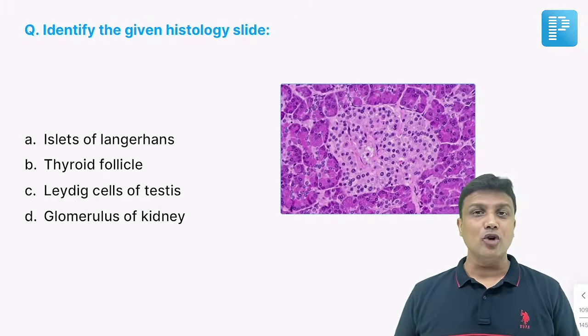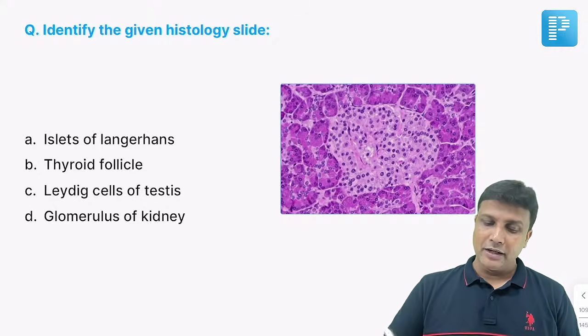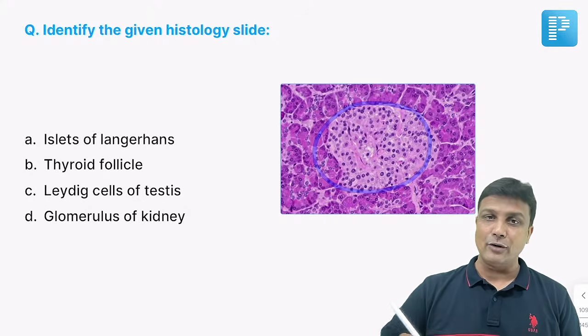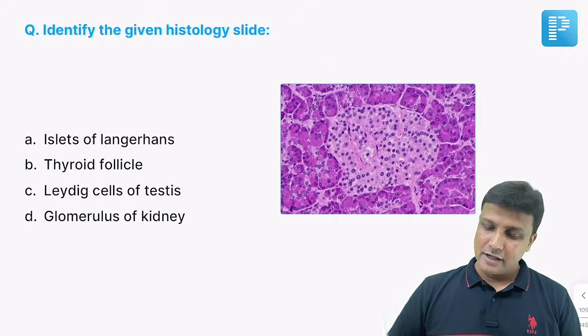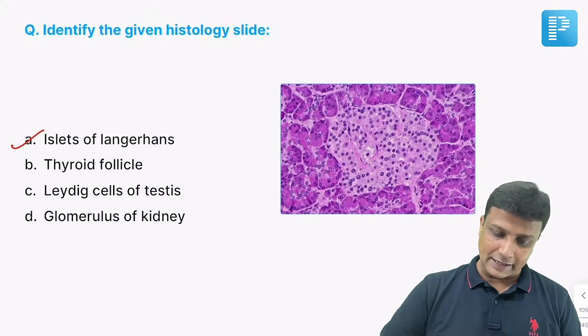Identify the given histology slide. This slide is also repeatedly given in your exam. You can clearly see this slide has a cluster of cells in the middle surrounded by the exocrine part of the pancreas. So these cells which are present here represent the islets of Langerhans.